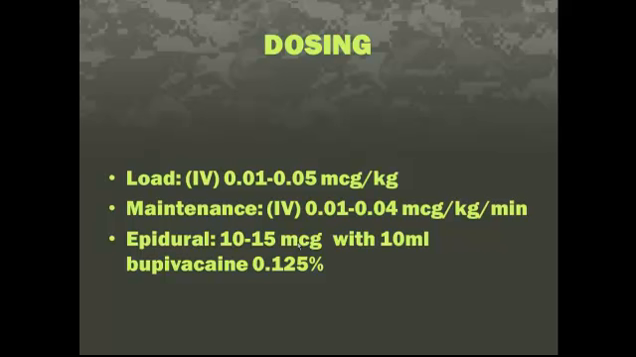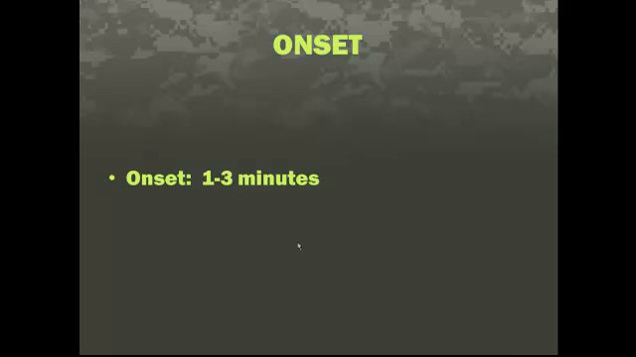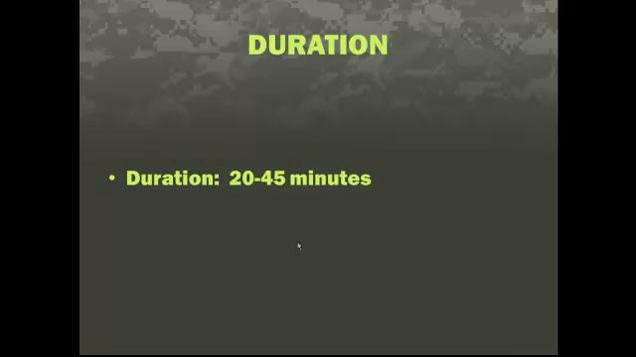When used in conjunction with a neuraxial anesthesia or in an epidural, you can use 10 to 15 micrograms with 10 milliliters of bupivacaine at 0.125%. And remember, sufentanil is 10 times more potent than fentanyl and 1,000 times more potent than morphine, so use with caution. The onset of Sufenta is 1 to 3 minutes IV. The peak is 3 to 5 minutes, again, when you use it IV.